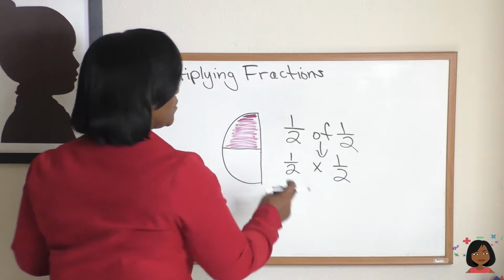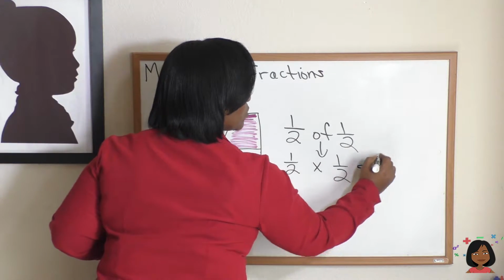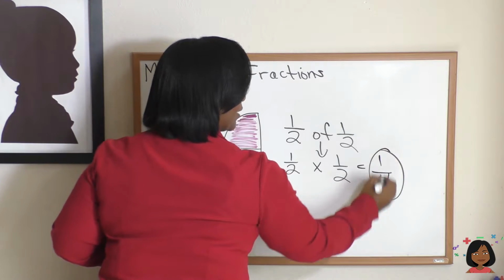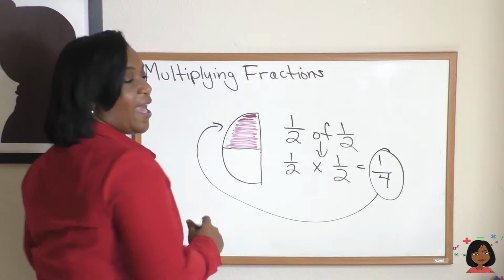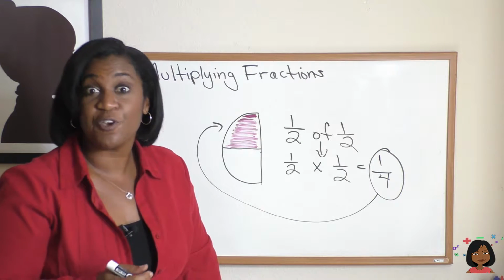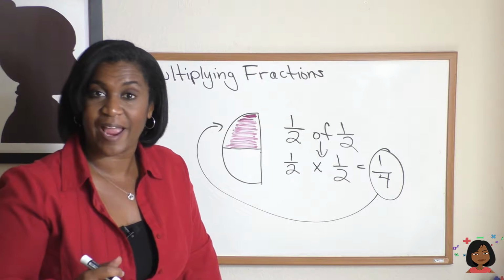So let's do that. 1 times 1 equals 1. 2 times 2 equals 4. And look at that. We still have a quarter of a pizza pie. Let's give you a few more examples of multiplying fractions.